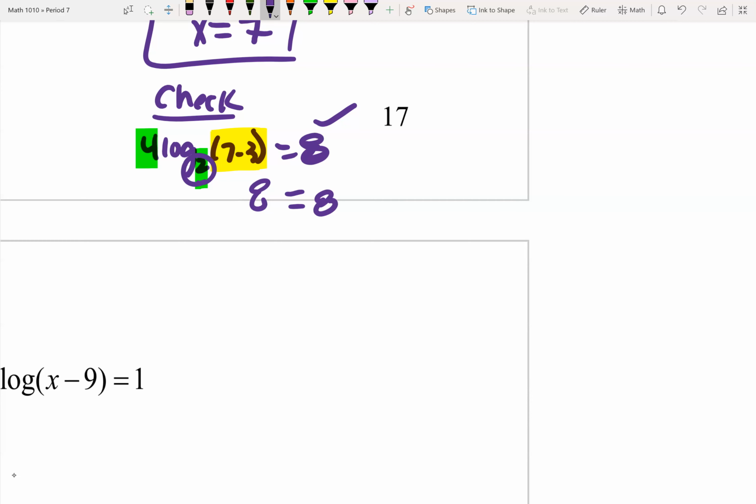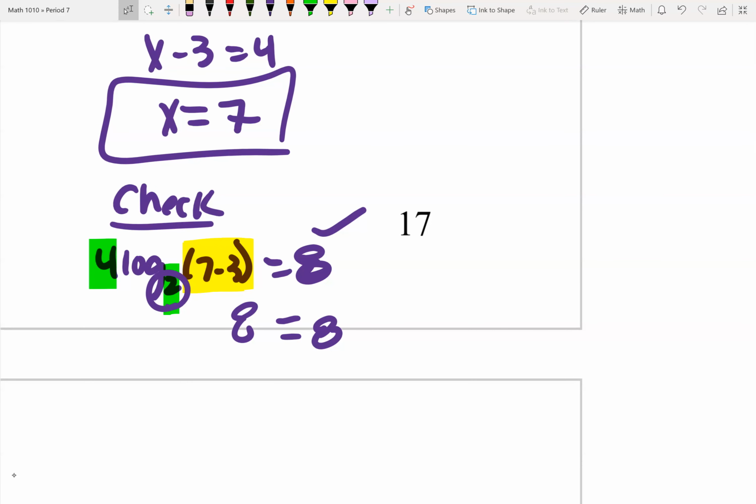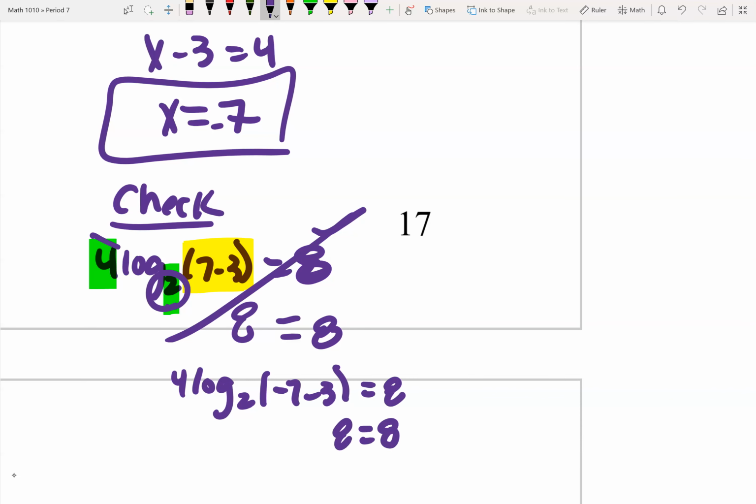Okay. Now everybody listen for 2 seconds. Okay. Just look forward and watch. This happens all the time. Watch right here. People will mess up. I'm not saying people mess up all the time. I'm saying a person would mess up. Then they come down here and they go 4 log base 2 of negative 7 minus 3 equals 8. And then they go, yay, 8 equals 8, checks out. There's my answer.